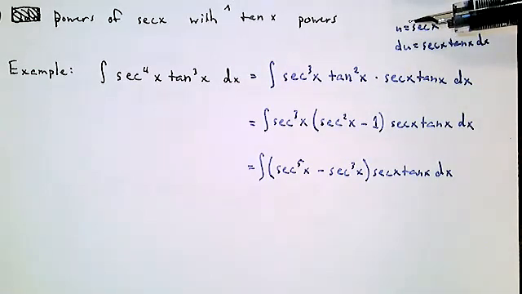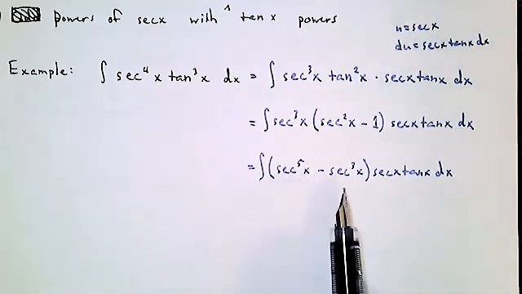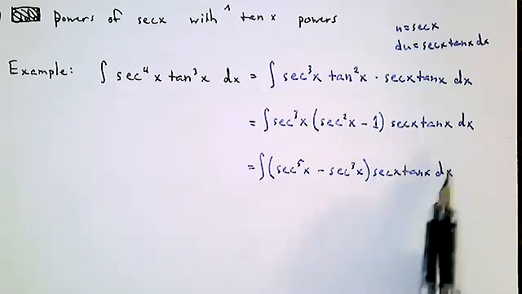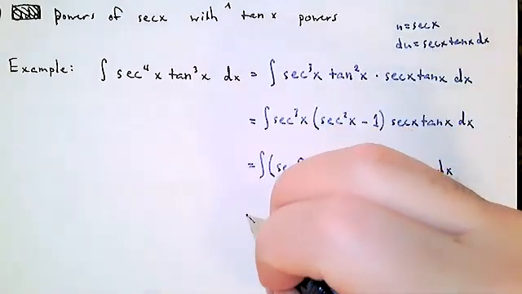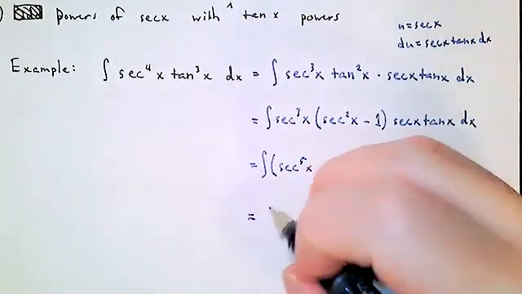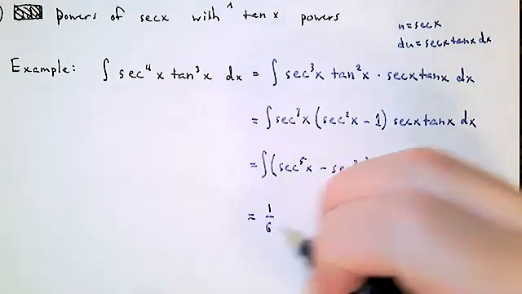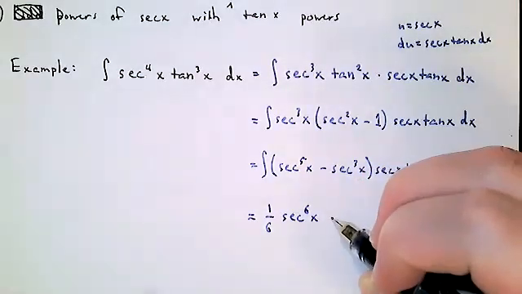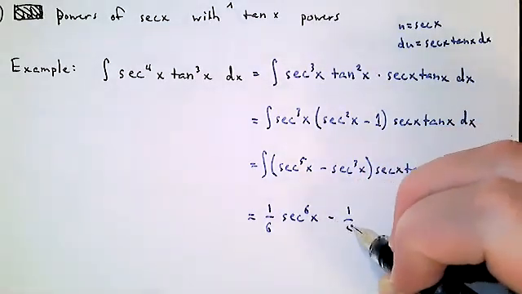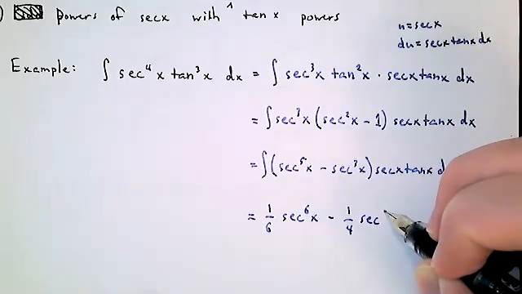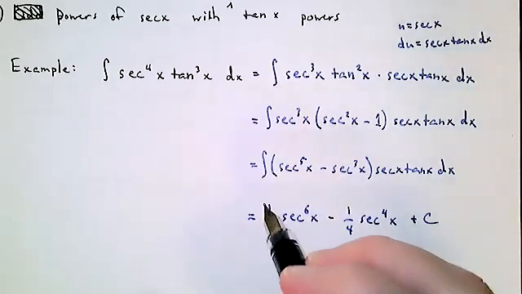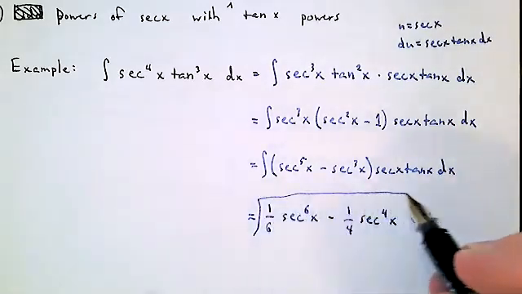And now is where we can finally do our u substitution. So this is going to be a u to the 5th minus u cubed, and this is our du. So now it's a simple power rule problem. We increase the power by 1, divide by the new power. So that's 1 over 6 secant to the 6th power minus 1 over 4 secant to the 4th power. And then always remember to add your constant on the end.